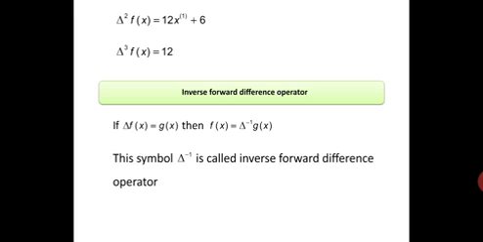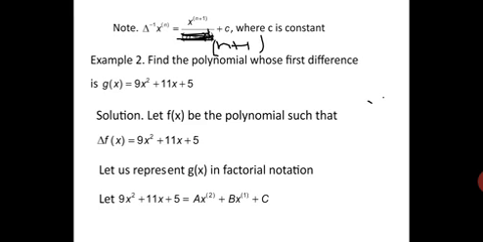Now let us go to the inverse forward difference operator. What is that? If delta of f of x is equal to g of x, then f of x is nothing but delta inverse of g of x. The symbol delta inverse is called the inverse forward difference operator, right friends?